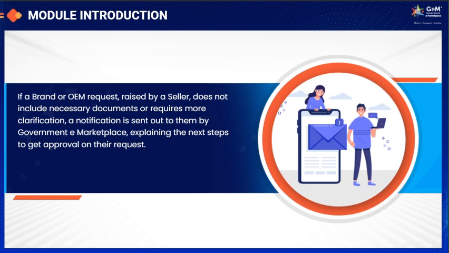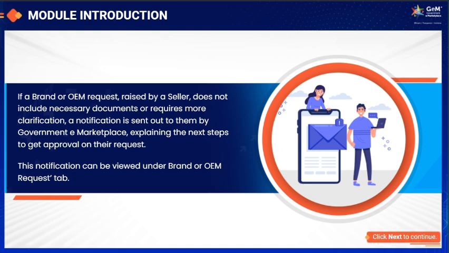If a brand or OEM request raised by a seller does not include necessary documents or requires more clarification, a notification is sent out to them by Government e-Marketplace, explaining the next steps to get approval on their request. This notification can be viewed under Brand or OEM Request tab.